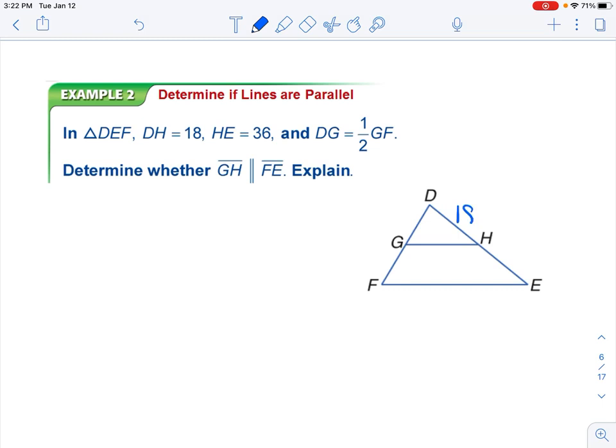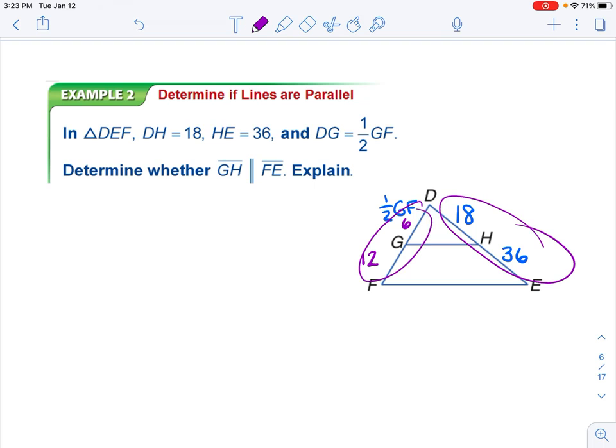So in triangle DEF, DH is 18, HE is 36, DG is half of GF. Now this is a little different than what we usually see. We don't usually have an expression here. I'm going to challenge us to just come up with a side length for GF. I'm going to say 12. I just picked that out of thin air, just so I could then test what DG would be. So DG in this case would be 6 because it is half of GF.